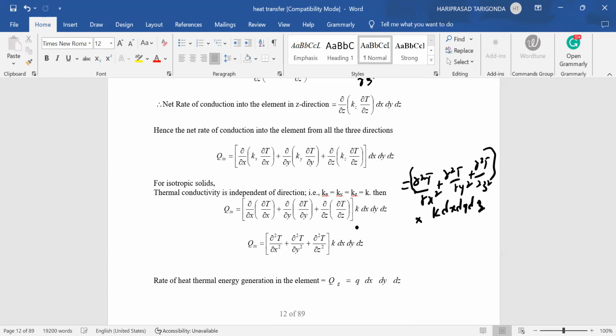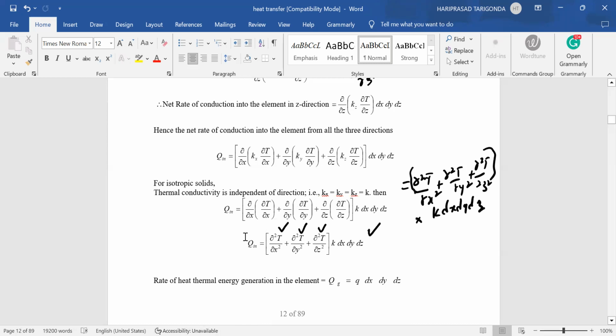The same thing is written as ∂²T/∂x² plus ∂²T/∂y² plus ∂²T/∂z², times k dx dy dz. This is a common term in all the terms, which is why I have made it common across all the terms. Therefore, the final equation: the net heat conducted to the element will be (∂²T/∂x² plus ∂²T/∂y² plus ∂²T/∂z²) k dx dy dz. So this is the heat conducted to the element in all directions.